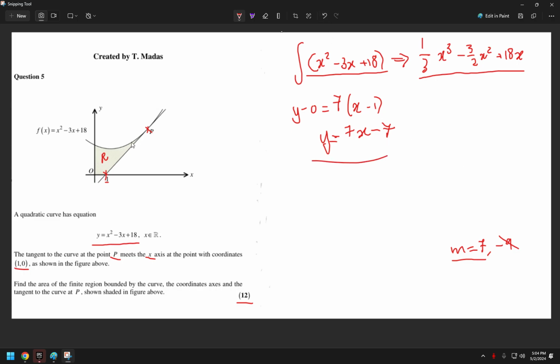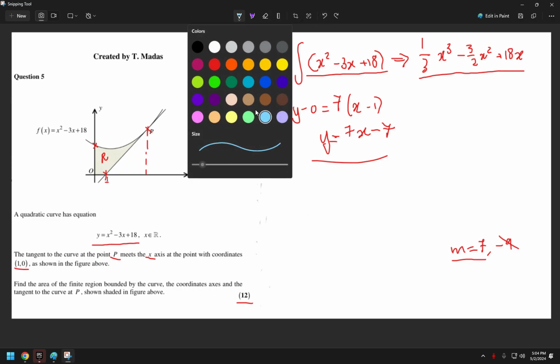Now, the easiest way of doing this would be integrating underneath the curve between 0 and p, which we can find out now, and finding the area of this triangle right here. By doing that, we can subtract the triangle from the entire area in order to remain with R in the end as our final answer.